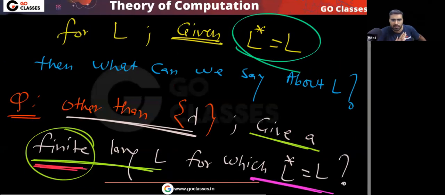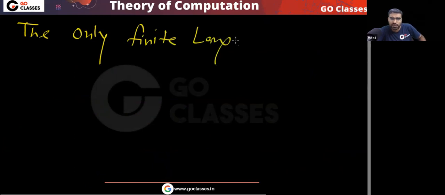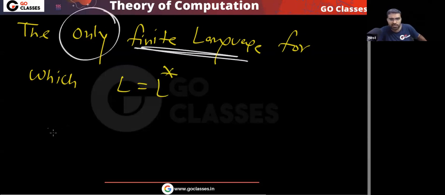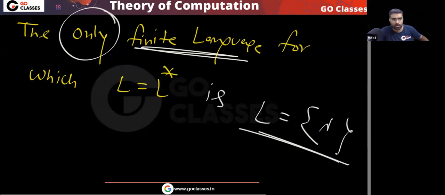Please tell me. So remember, this is never possible. Please understand this point: the only finite language for which L is equal to L star is L equal to the set containing the empty string. This is the only finite language for which this will happen. Please tell me, did you understand the proof?